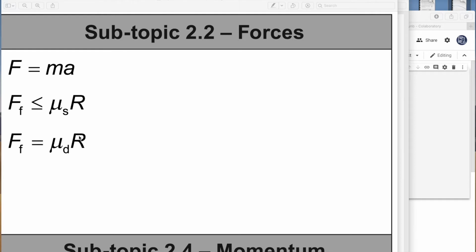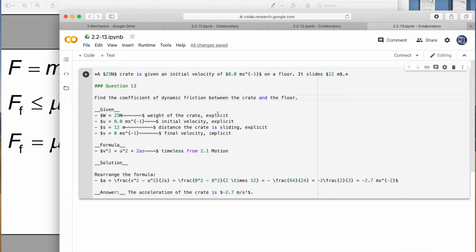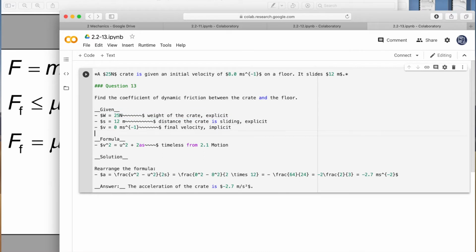Okay, so let's go for given values. We have the weight given, explicit. We don't need the initial velocity. We can already say what formula we need. So we need force equals mass times acceleration. That's from the formula booklet. That's fine.